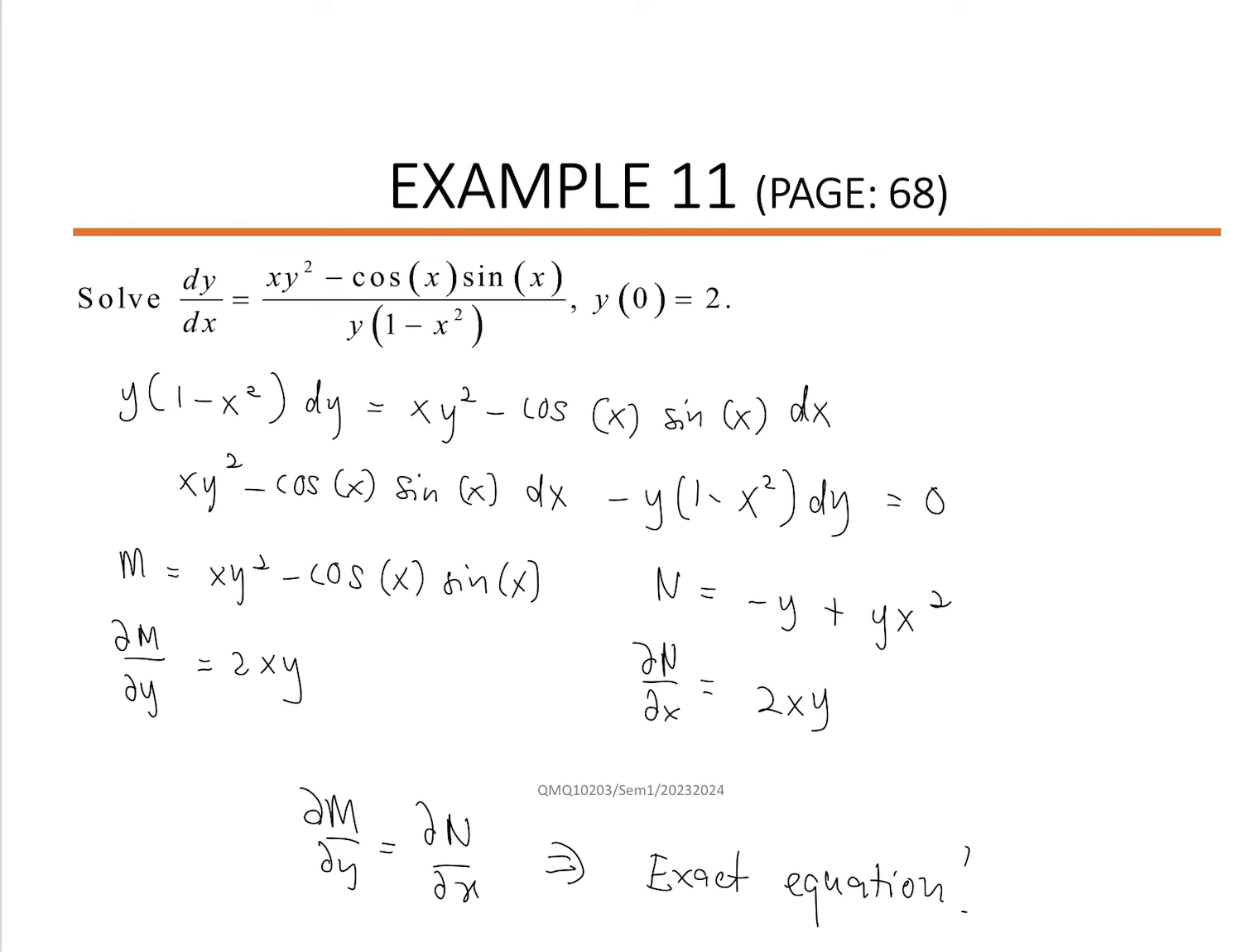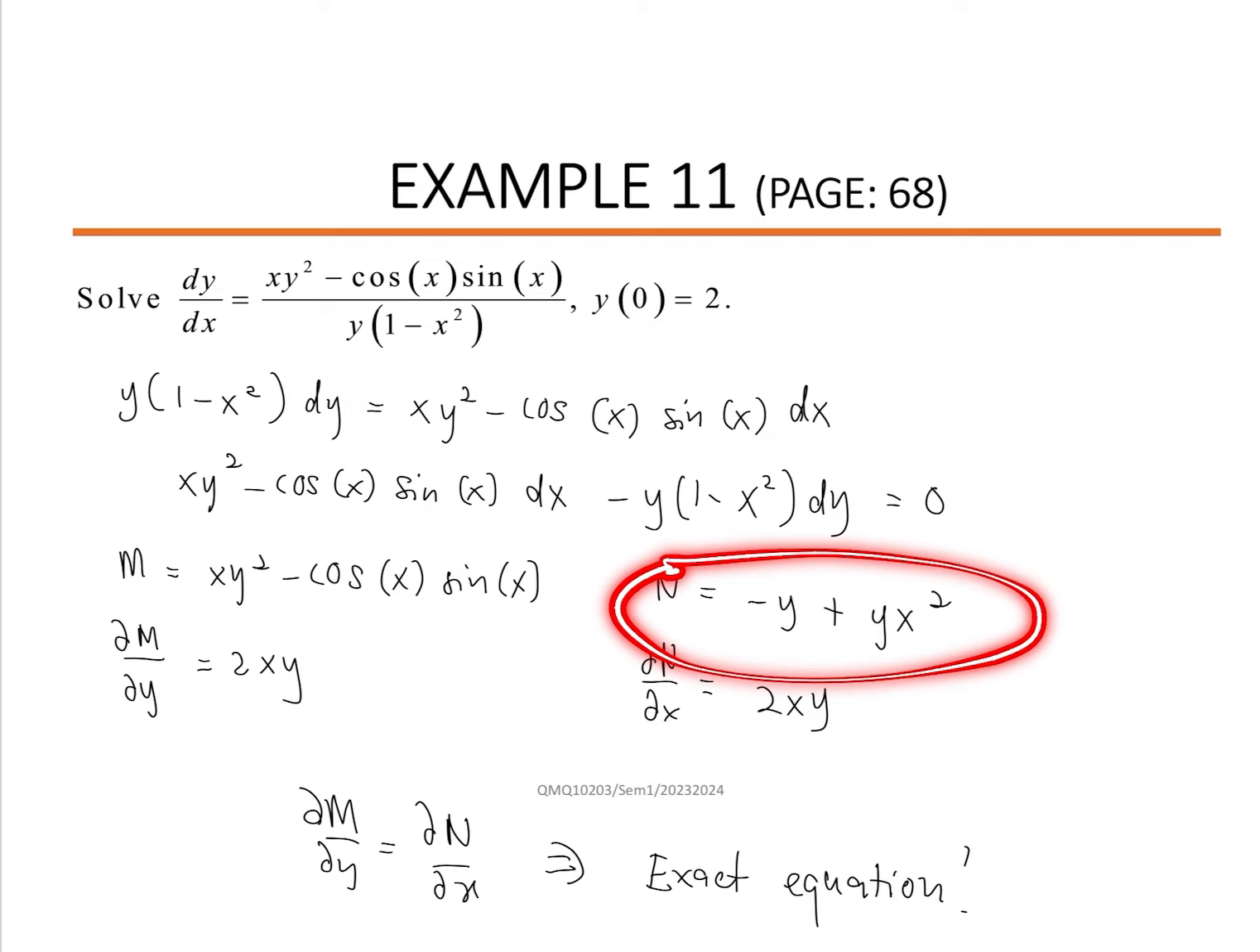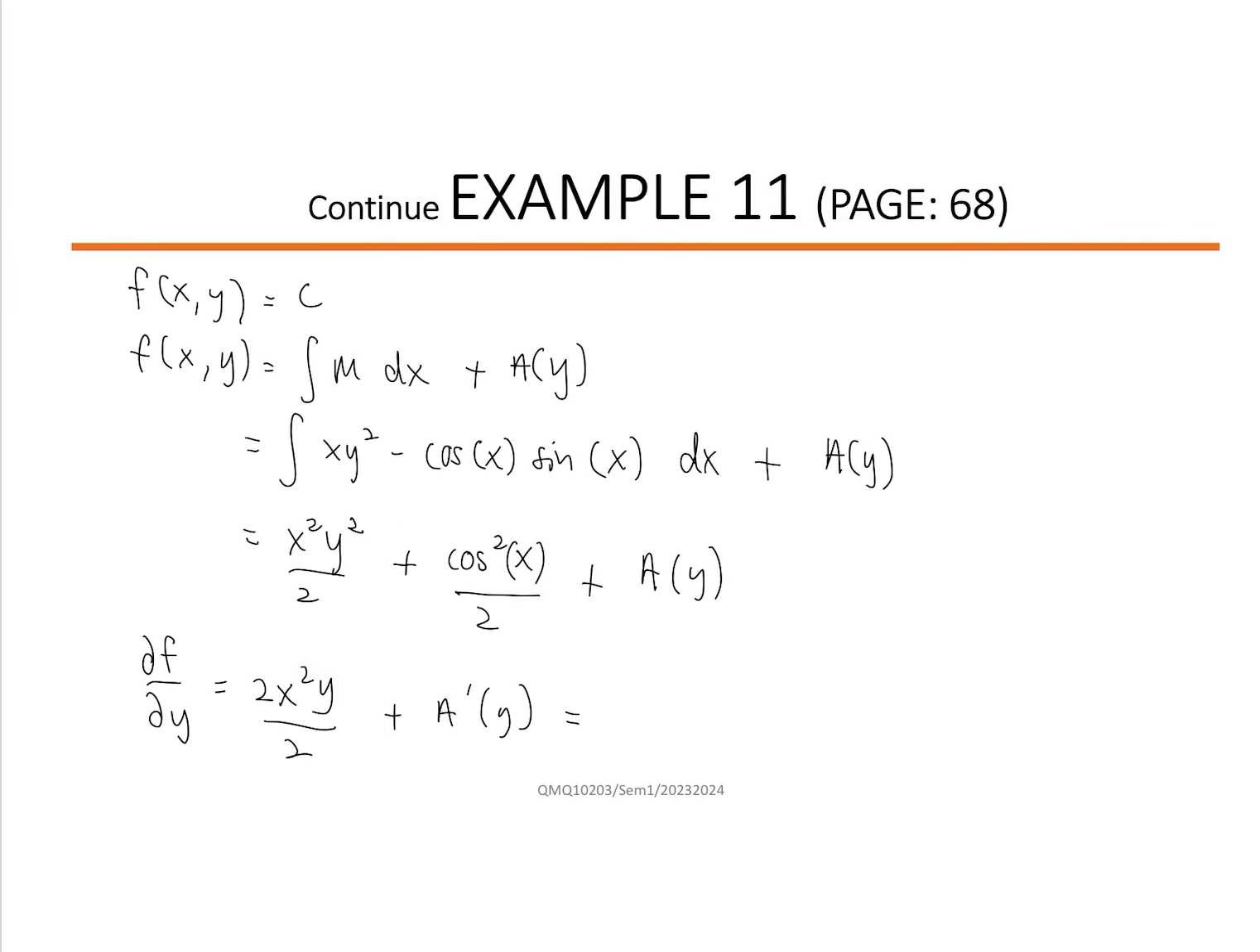So what is our N here? This is N: negative y plus y x squared, equal to negative y plus x squared y. So 2 divided by 2, x squared y and x squared y cancel, so a prime y will be negative y. So what is our a of y? Integrate negative y with respect to dy.